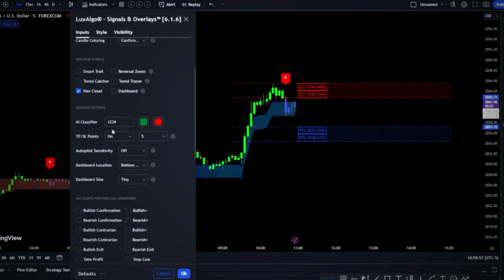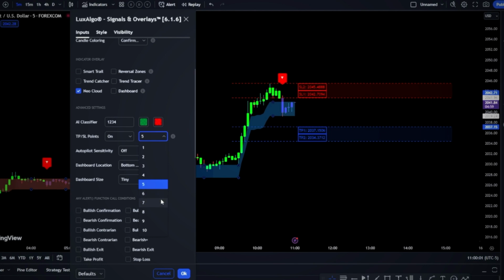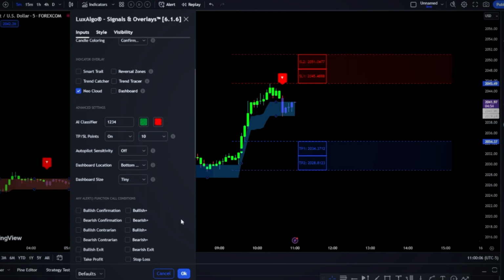The second drop-down menu at the right determines the distance between each point and ranges from 1 to 10. If you're trading large price variations, use a higher setting in the value. If you're looking for smaller scalp trades, use a lower one.